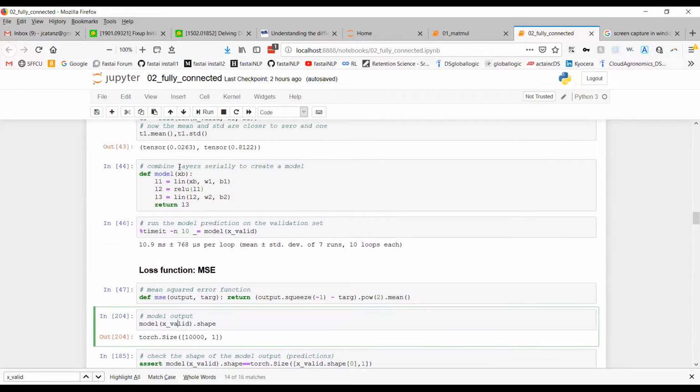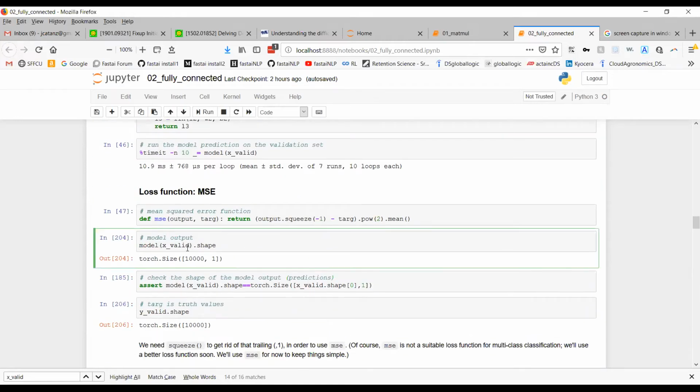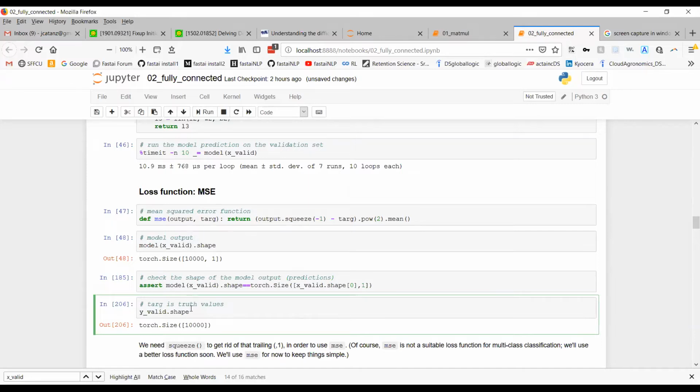We built this model right here. Let's apply the model to the validation data and look at the shape. So it's what we expected. The validation data has a length of 10,000, and the prediction should also have a length of 10,000. And there it is. The size of this tensor is 10,000 by 1. Now, let's see. I want to look at the truth values, that is y valid, its shape. And you notice that it's got a slightly different shape. It doesn't have the extra dimension there.